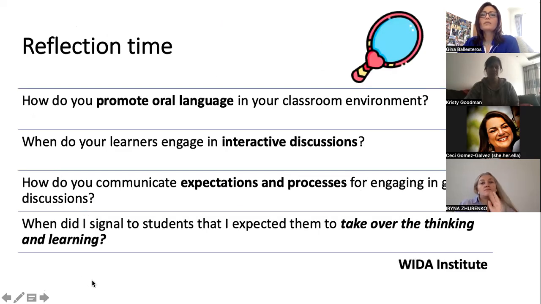So I would like for you to take a moment to reflect on these questions. How might you foster an interactive classroom environment in your classroom? When do your learners engage in interactive discussions? How do you communicate expectations and processes for engaging in group discussions? When do I signal to students that I expect them to take over the thinking and learning? You can drop a note in the chat, maybe a reflection that you have, or a strategy that you use, a protocol that you embrace in your classroom.